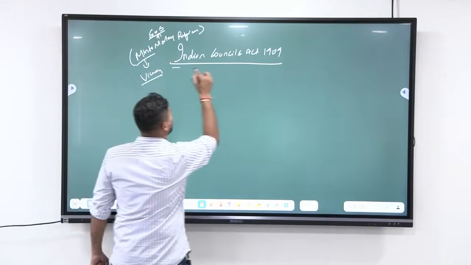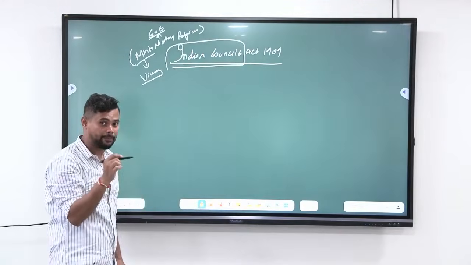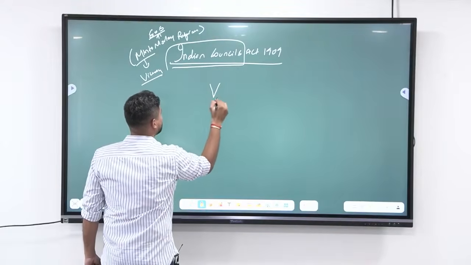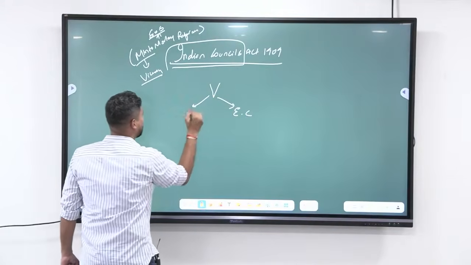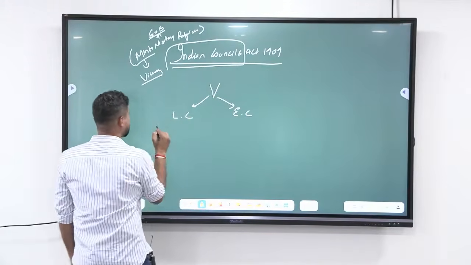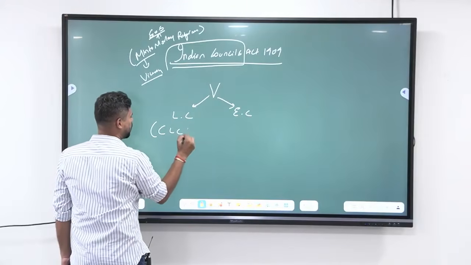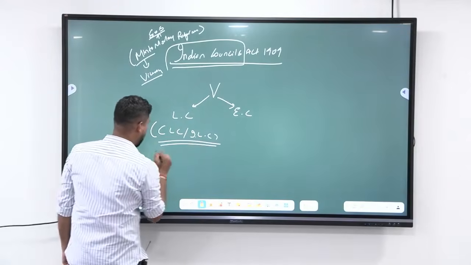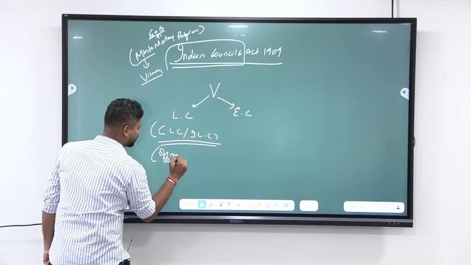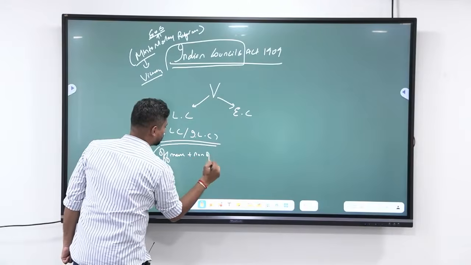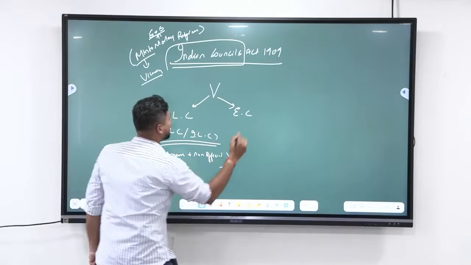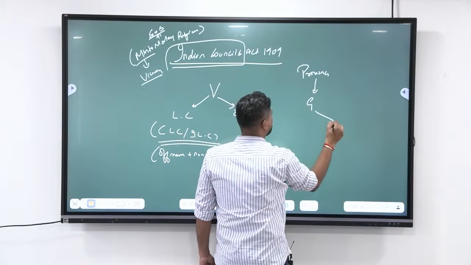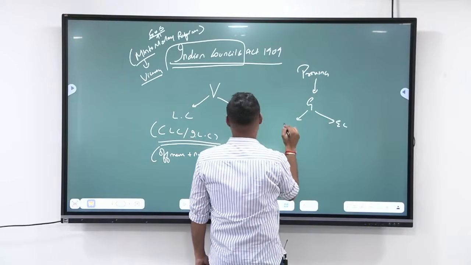Again, Indian Councils Act. So whatever changes that happen in the councils. Now you have something called the Viceroy. The Viceroy will have an Executive Council. The Viceroy will have a Legislative Council. This Legislative Council is also called the Central Legislative Council or Indian Legislative Council. Here you have official members plus non-official members. Again, you have the provinces. In the provinces you have the governor. The governor will have an Executive Council. The governor will have a Legislative Council.